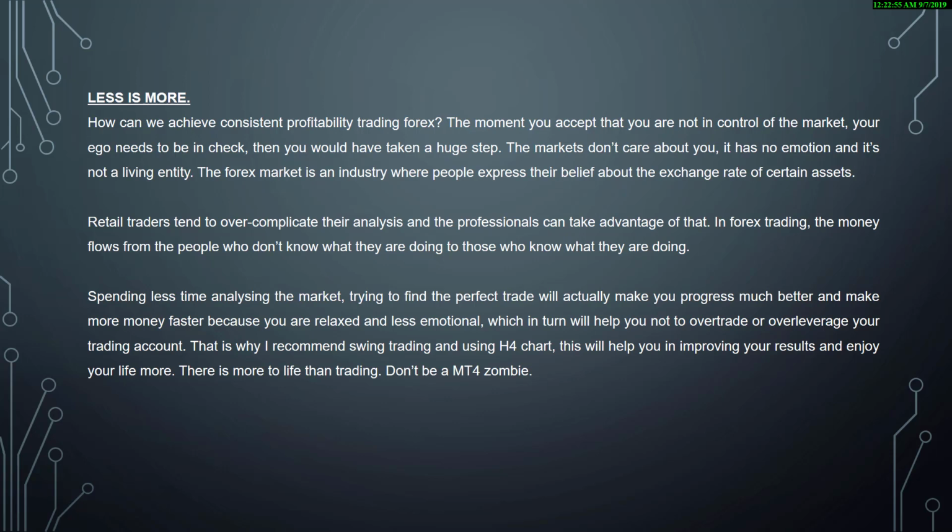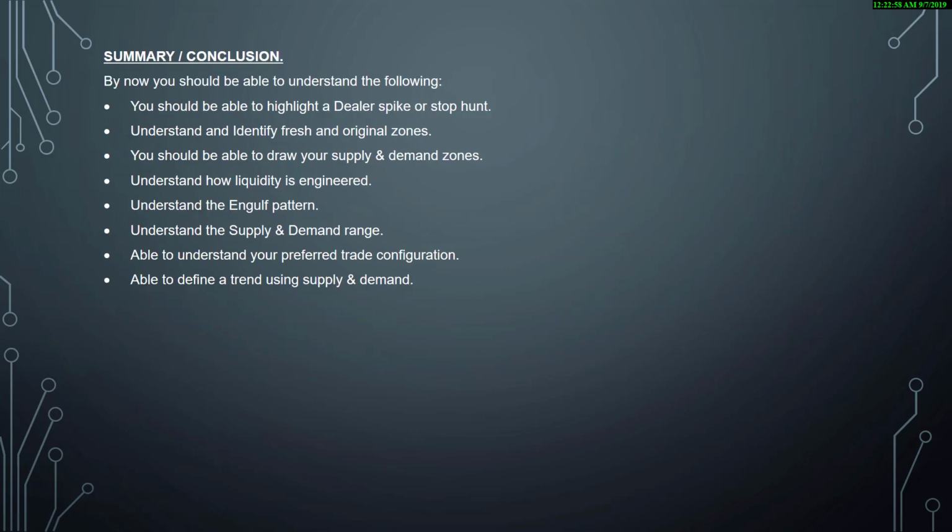Right, so to summarize what we covered today, I know it's quite long. It's going for almost 1 hour 40 minutes now. Like I said, this video is gonna be quite long. To summarize and conclude, by now you should be able to understand the following, right? You should be able to highlight a dealer spike, or in other words, a stop hunt. You should be able to understand and identify fresh and original zones.